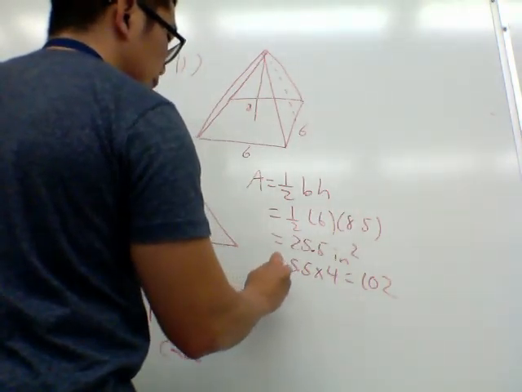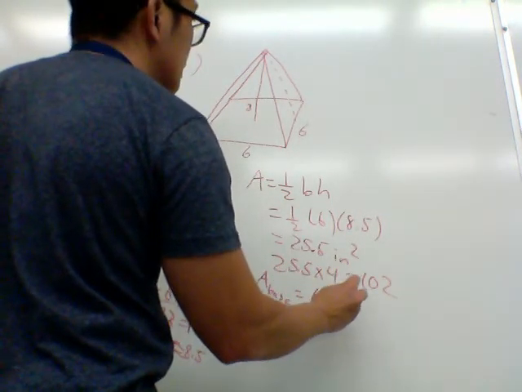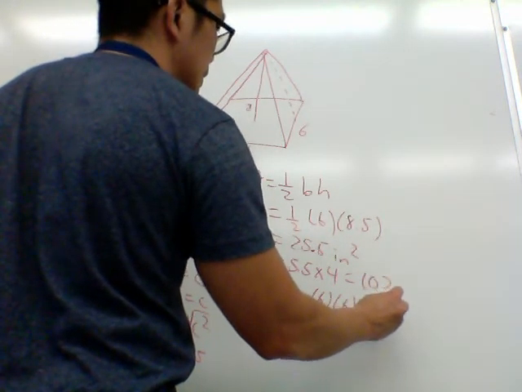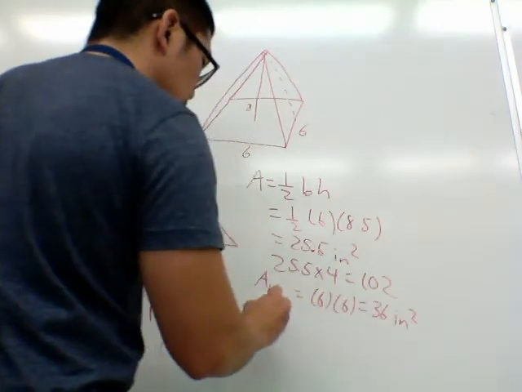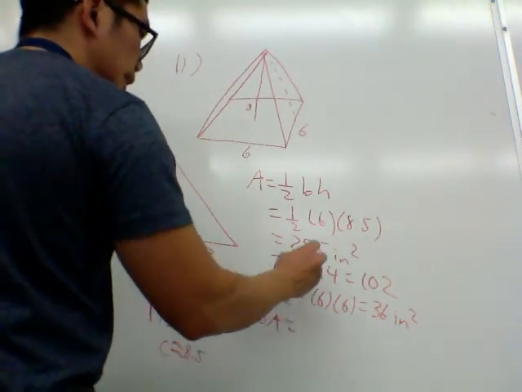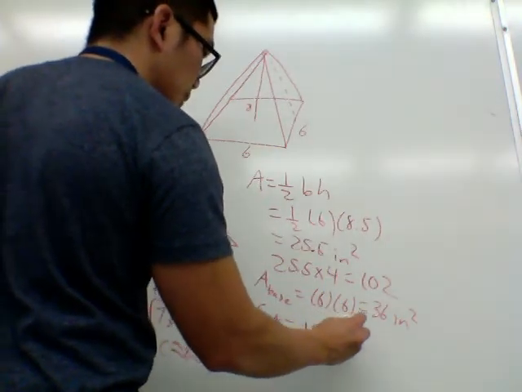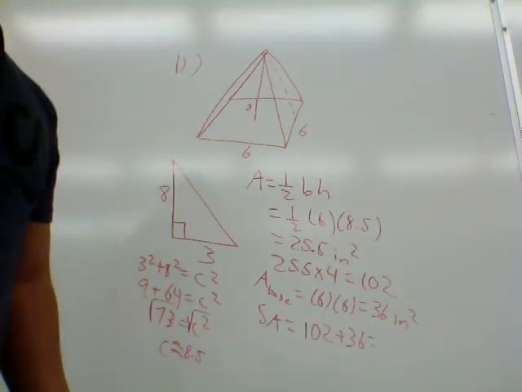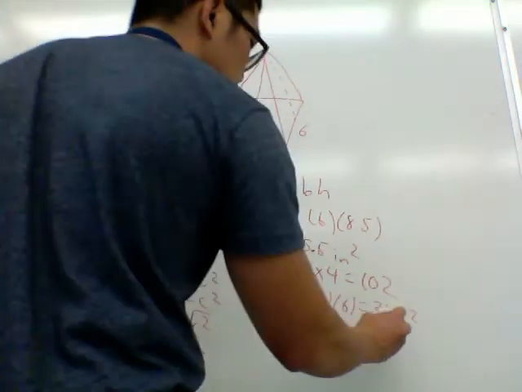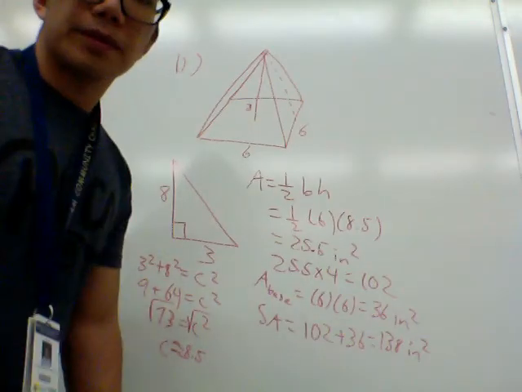And then I do the area of the base. The area of the base is just 6 times 6, and that is 36 inches squared. So the surface area is the triangles plus the square, so it's 102 plus 36. And 102 plus 36 is equal to 138 inches squared.